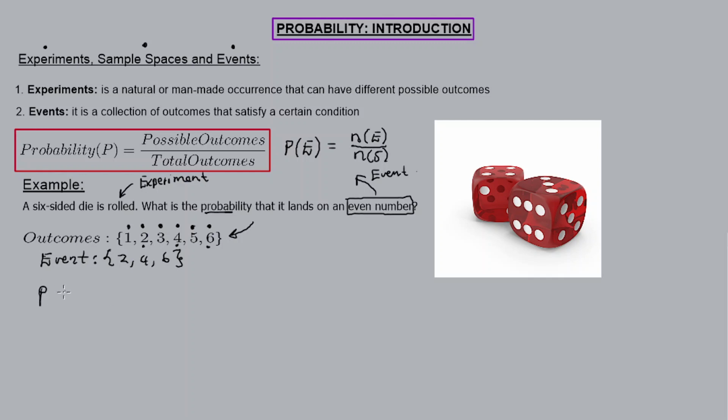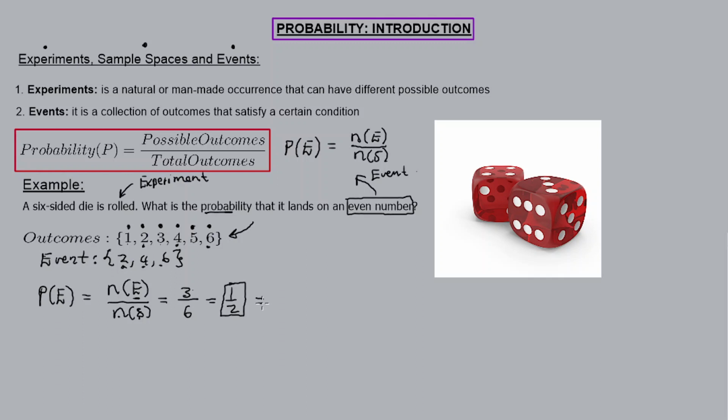So the probability of event E is equal to the number of outcomes in event E divided by the number of outcomes in the sample space. The number of outcomes in the event is 1, 2, 3. So it's 3 divided by the number of outcomes in the sample space, which is 1, 2, 3, 4, 5, 6. So it's 6. 3 divided by 6 is 1/2. We can simplify further. So this is the probability.